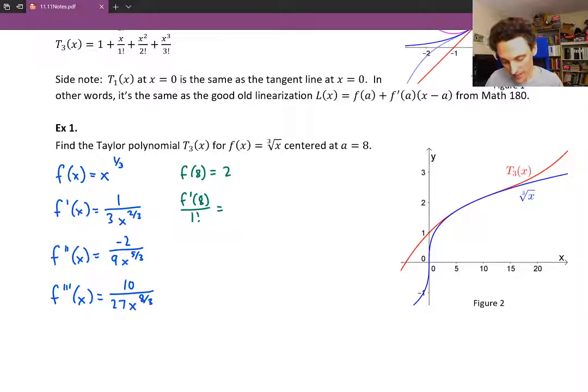So this is going to be an 8 plugged in. Well, the cube root of 8 we just said was 2. That squared gives you 4. 4 times 3 is 12. So this will give you 1/12. Now we're going to get second derivative at 8 over 2 factorial.